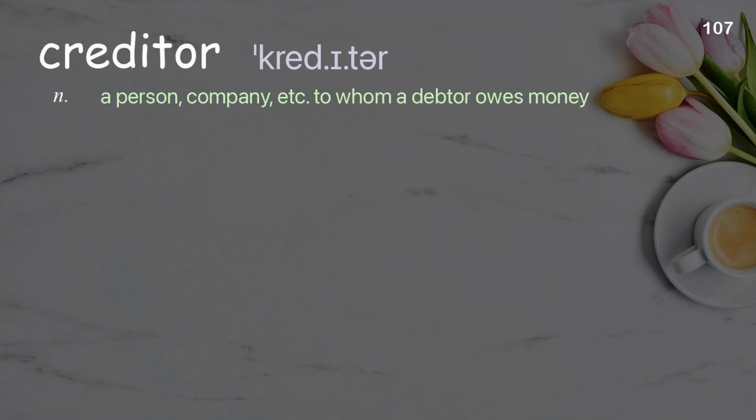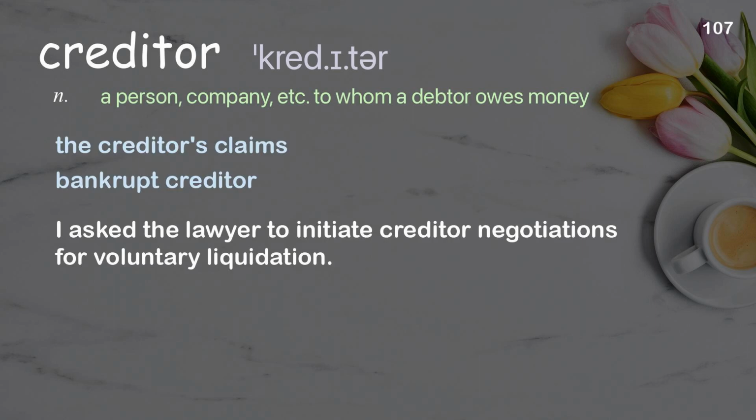Creditor: a person, company, etc., to whom a debtor owes money. Examples: the creditor's claims, bankrupt creditor. I asked the lawyer to initiate creditor negotiations for voluntary liquidation.